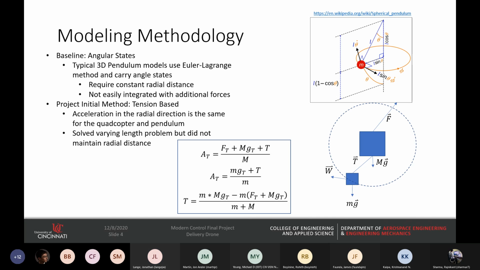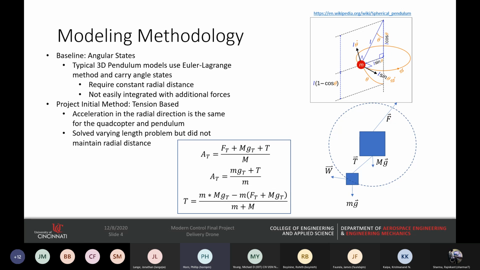Next slide. Looking into the modeling of this system, the baseline way to model this is using angular states. A 3D pendulum can be seen in this figure on the top right here, and it requires a constant radial distance, and it doesn't really allow you to put other forces on that mass, or to accelerate the point to which it's attached. So it wasn't going to work with what we would like to do, or we would have to rewrite these equations. So the first method that we tried to implement was a tension-based method.